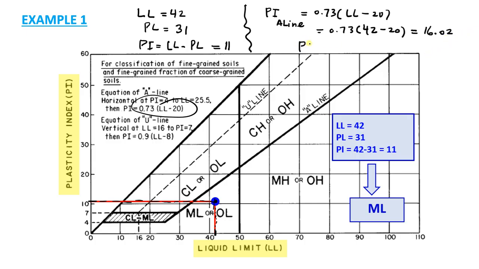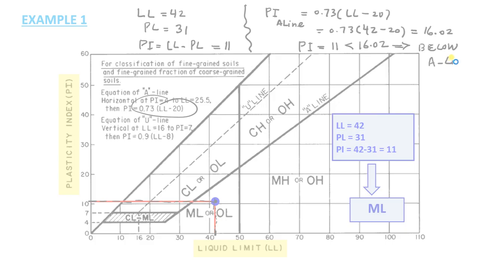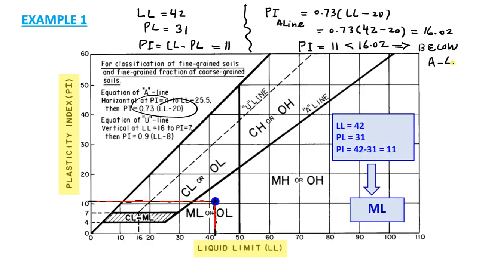Now what is our value? The PI calculated from the soil is 11, which is less than 16.2. So because we are less than 16.2, we are below the A-line. It's very simple. If this value was more, then we would have been above the A-line. But in this case, 11 is less than 16.2, so we are below the A-line. On the A-line or above the A-line is clay; below the A-line is silt. So we are below the A-line, so the letter is going to be M.